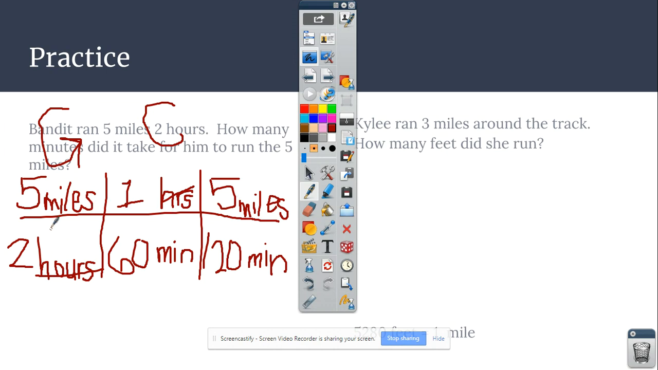It took 2 hours to run 5 miles. Those are the exact same amounts of time. We just converted from hours to minutes. And because minutes are shorter or smaller units than hours, of course there are going to be more minutes than there are hours. So that's why 120 is larger than 2. Okay, so this is our answer.